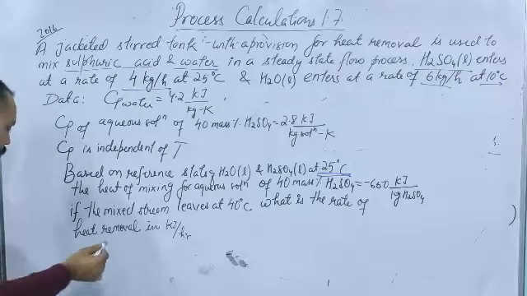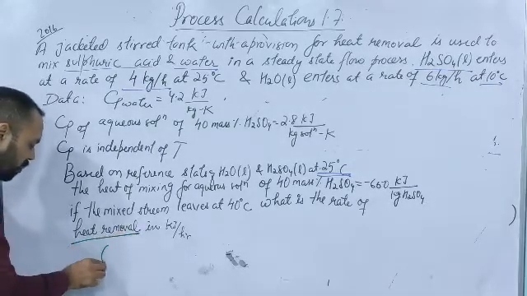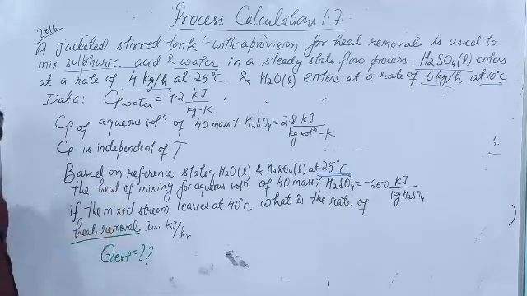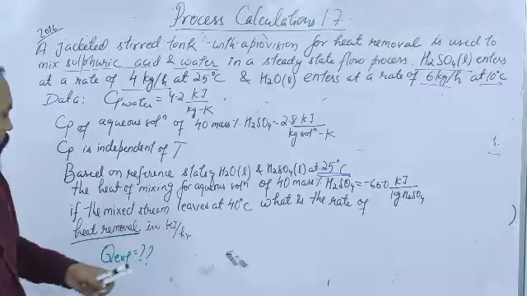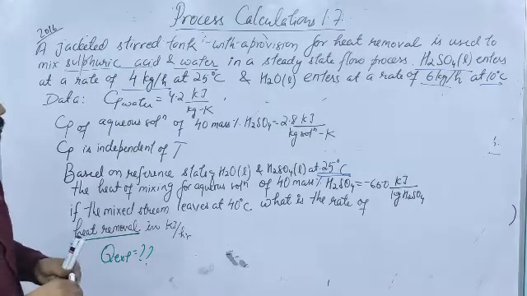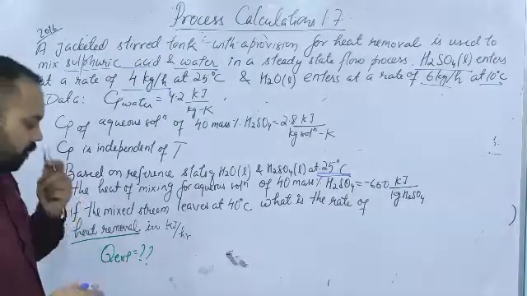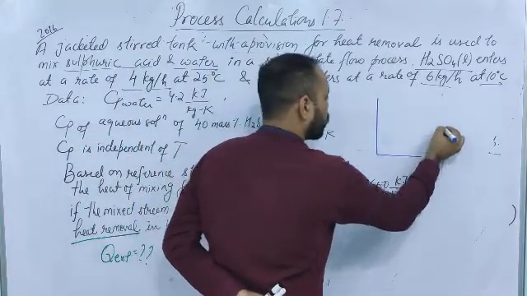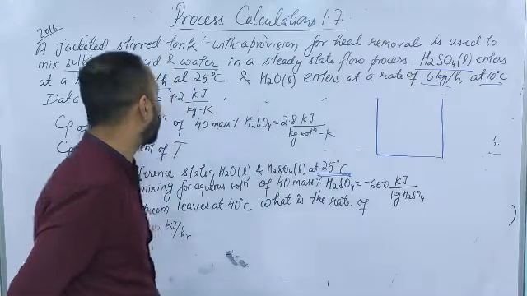So what is the meaning of heat removal? It means the question is asking Q external, right? So that is the problem. Units are provided, kilojoule per hour. Fine. Let's make the diagram first. Suppose this is the system, the tank.